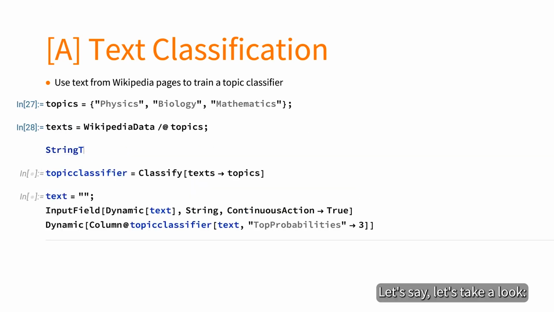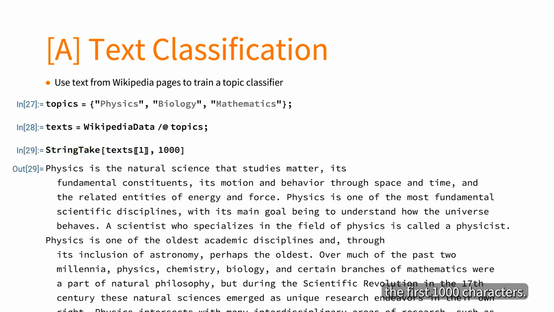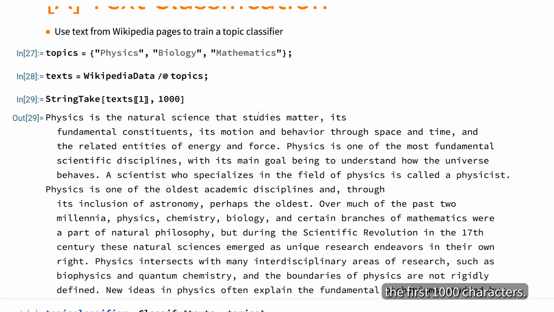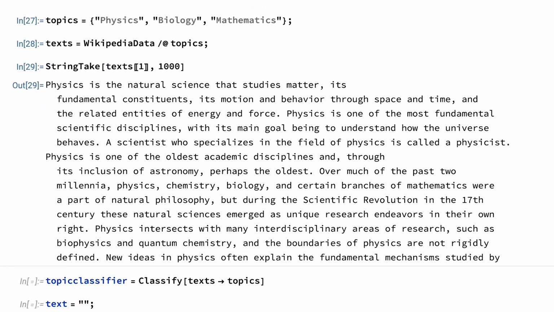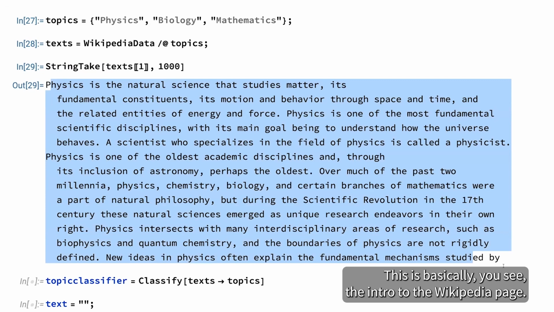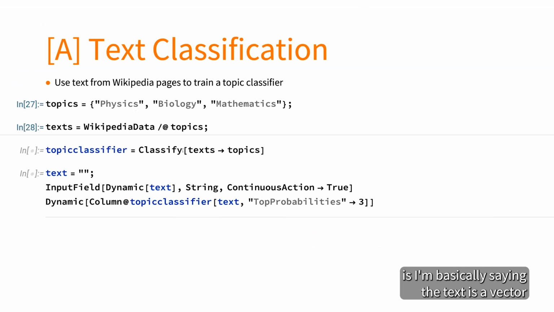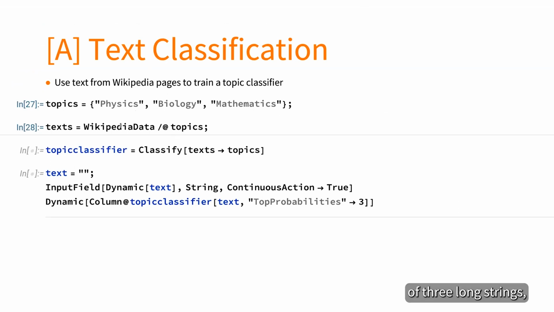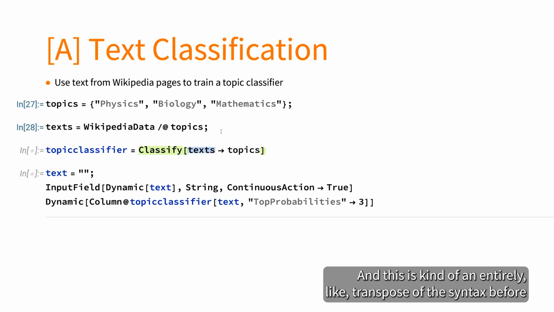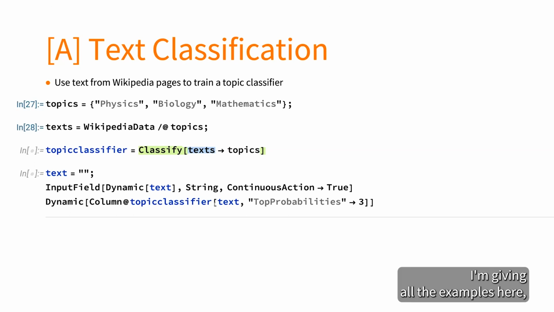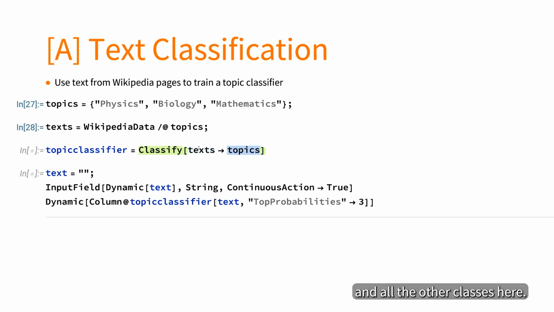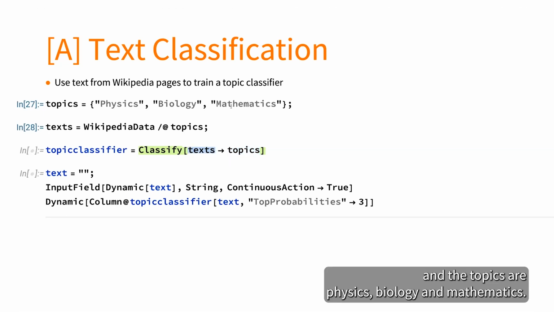Let's take a look. String take of texts 1, and let's say the first 1,000 characters. Basically, you see the intro of the Wikipedia page. And what I'm going to do with this is say text is a vector of 3 long strings, and use these strings. This is kind of an interleave, like a transpose of the syntax before. I'm giving all the examples here and all the classes here. So I have three strings here, and the topics are physics, biology, and mathematics.